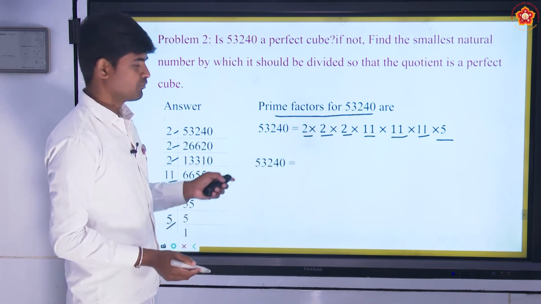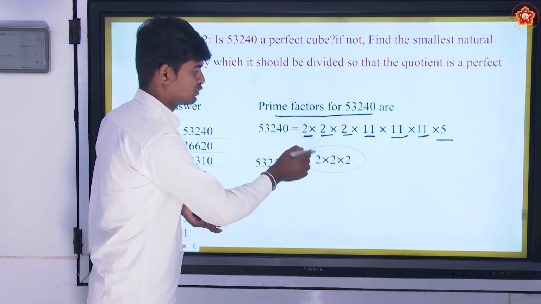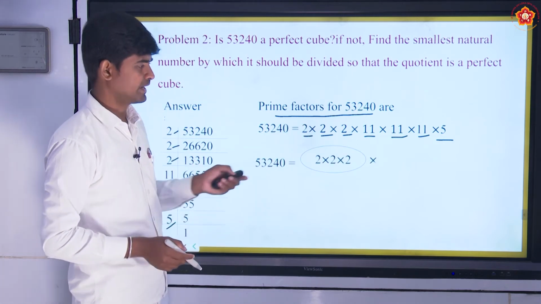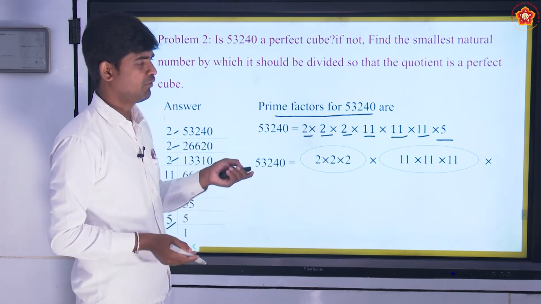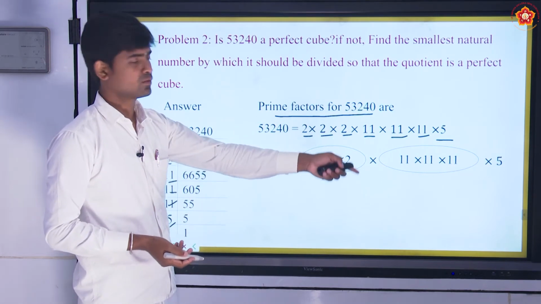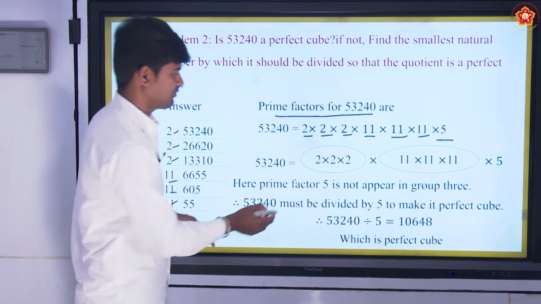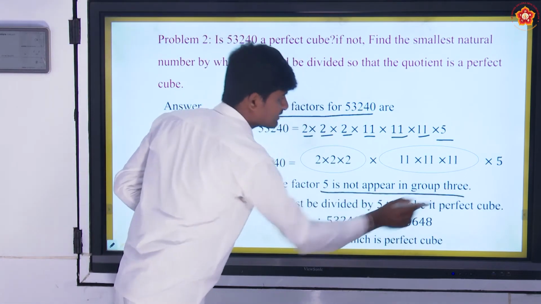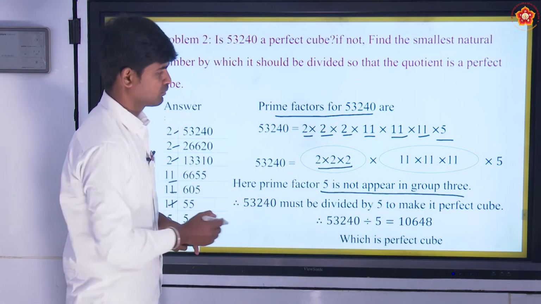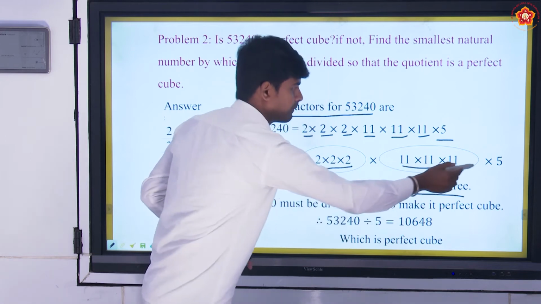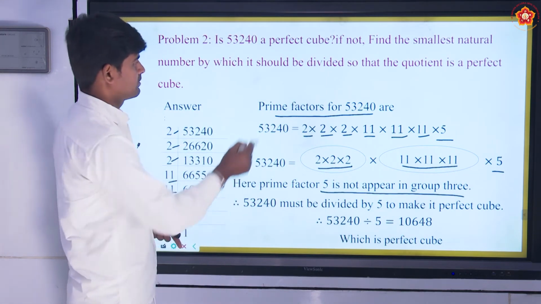Next we have groups: 2 into 2 into 2, 11 into 11 into 11 is also another group, and 5 has no pair, is it right? Here prime factor 5 does not appear in group 3. It appears in group 3 for the others, but 5 does not appear in group 3.